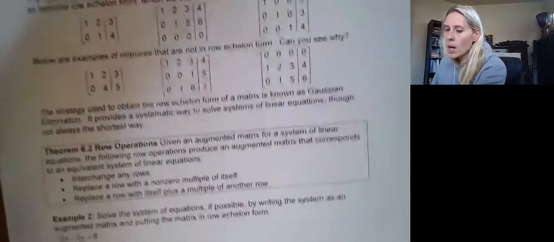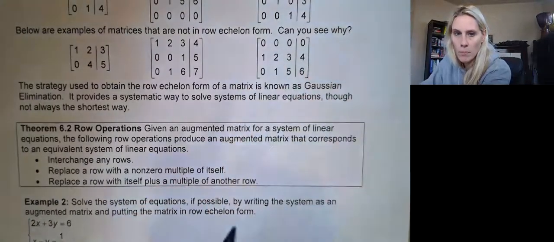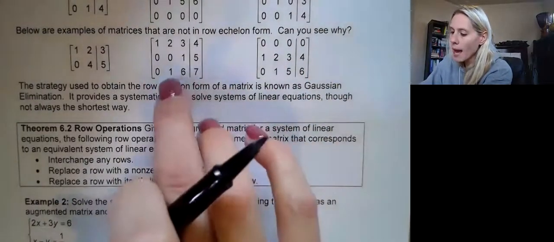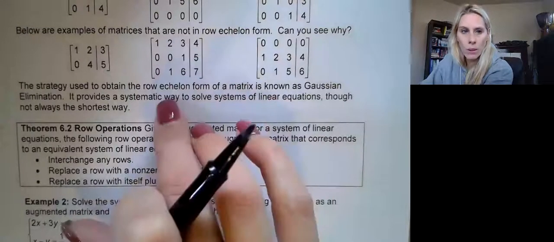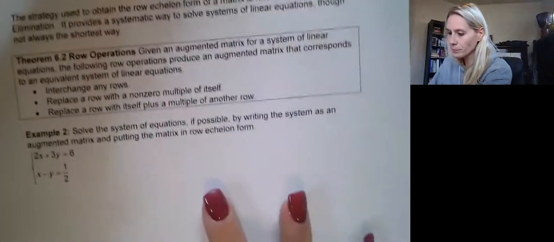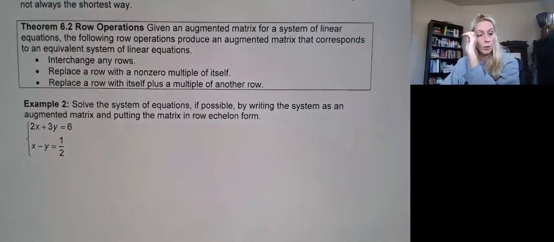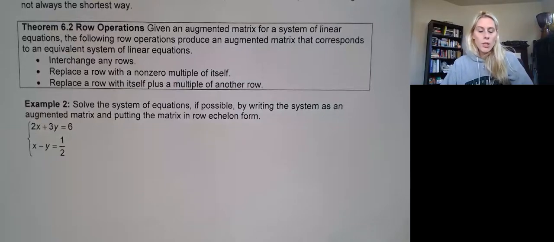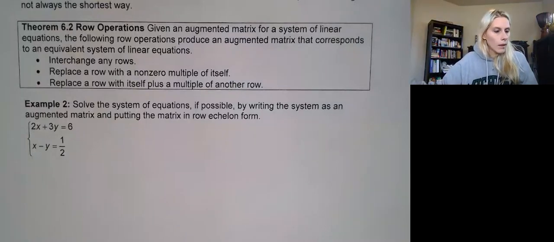Okay, so below are matrices not in the form. As you can see here, this is not in that form because zeros are on top. Here we have a 1 before the other 1 in the row below it. Here we don't have 1s in the diagonal, okay? So we're going to use some of the same rules to allow us to put them in the reduced echelon form.